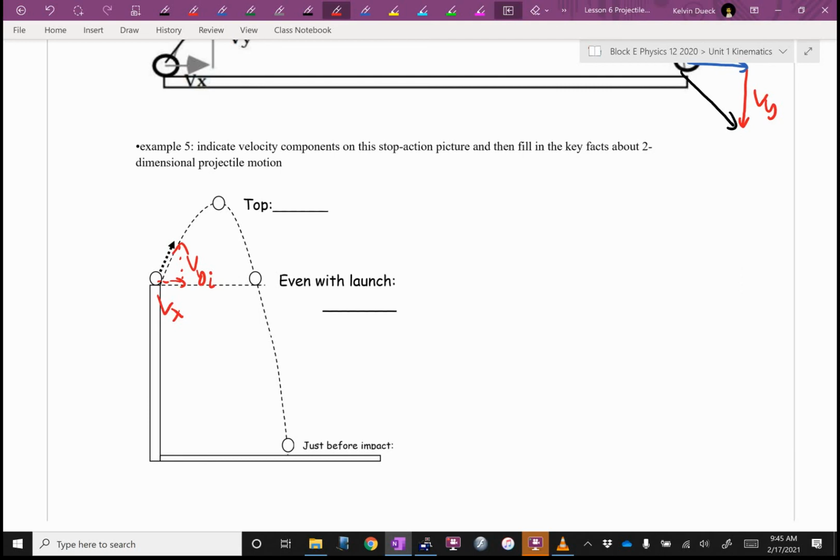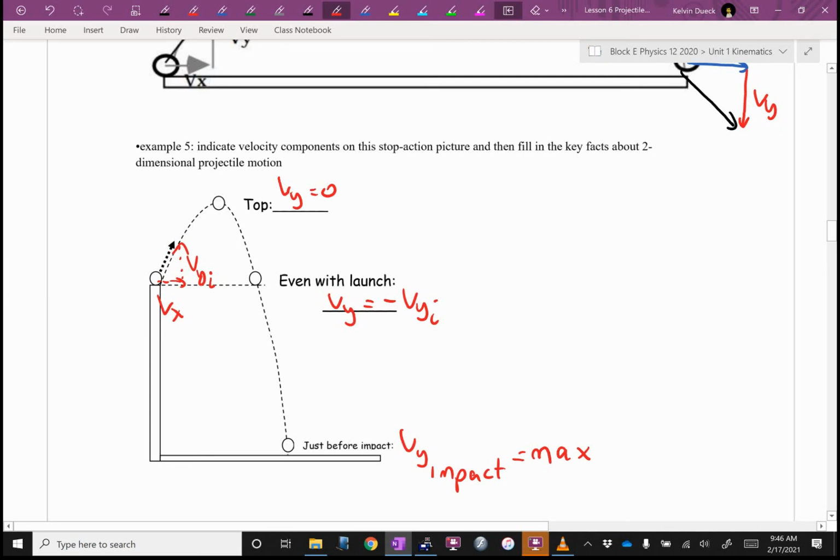I don't need to. Vy is changing. So at the beginning on the way up, it's traveling upwards. At the top for a split second, Vy is going to be 0. So the only velocity is Vx. Then it starts to accelerate back down. When it gets even with the launch, Vy is going to be negative Vy initial, because it's just reached where it started from. It's picked up all of the energy that it lost. But now it's going to keep going, speeding up more and more. Just before impact, Vy impact is the biggest magnitude. That's the maximum, hitting the ground.